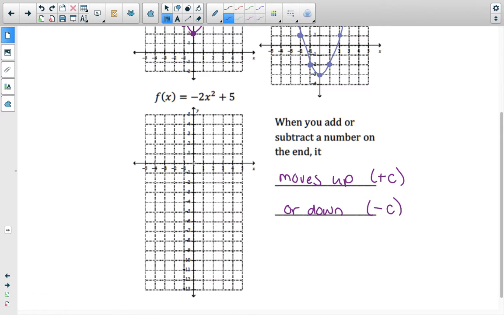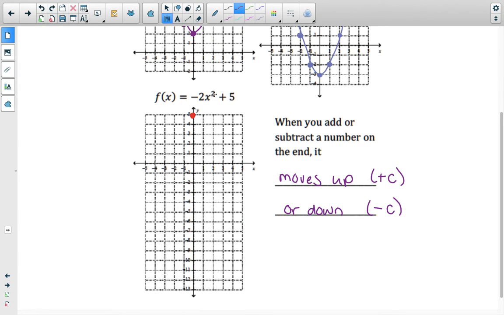Let's start with 0 and see what happens. So 0 squared is 0. Times negative 2 is still 0, but we have to add 5. So that becomes 0, 5. So we already know that it's not starting at 0, 0, so it's been shifted up by 5 units already.